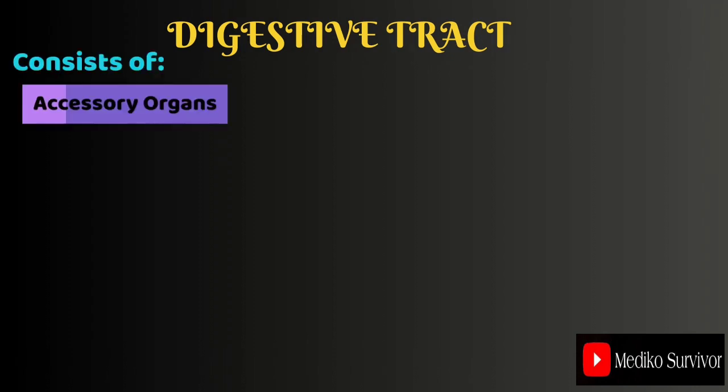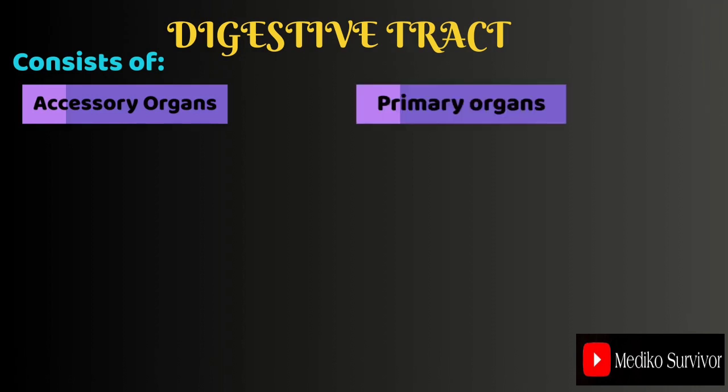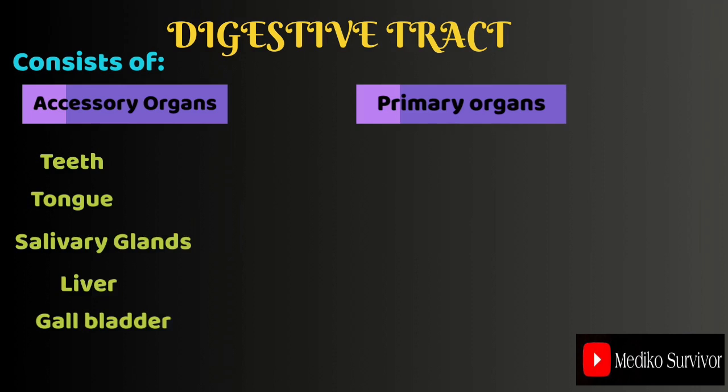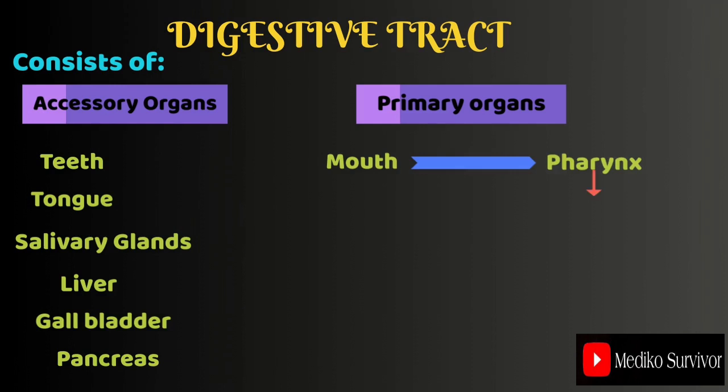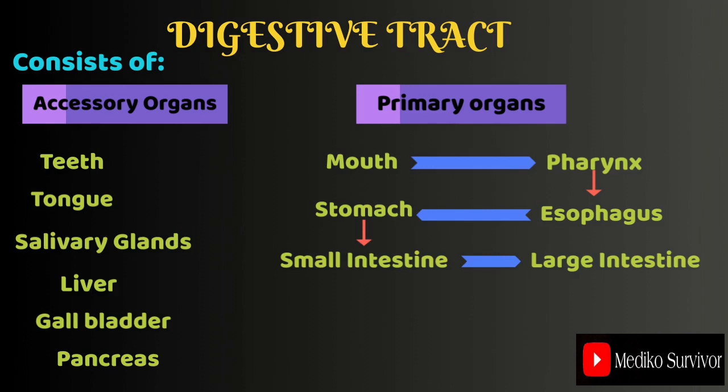Digestive tract is long muscular tube with many sections and areas. It begins from mouth and ends at anus. Digestive tract consists of accessory and primary organs. Accessory organs include teeth, tongue, salivary glands, liver, gallbladder and pancreas. Accessory organs are not in digestive tract, but helps in digestion. Primary organs include mouth, pharynx, esophagus, stomach, small intestine, large intestine, rectum and anus.